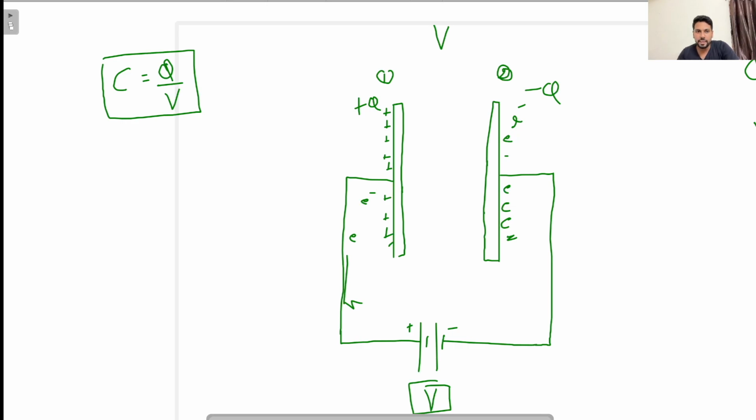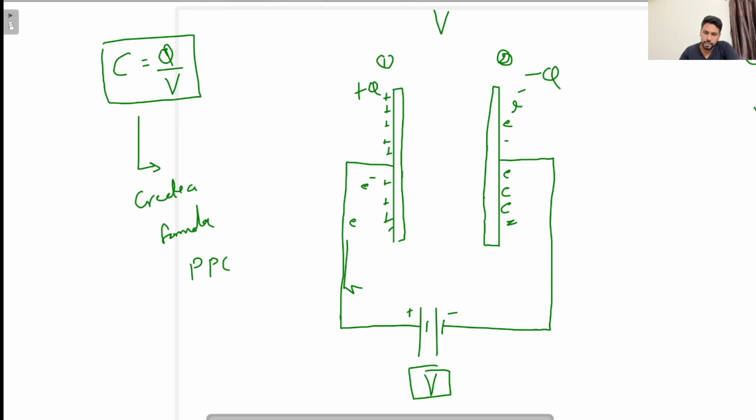Now from here I want to create a formula, only for PPC, parallel plate capacitor. I'm sure that you know the formula, but I need to show you how it comes and what is the background behind the formula. Now voltage is being supplied, right? The voltage is being supplied by the battery.